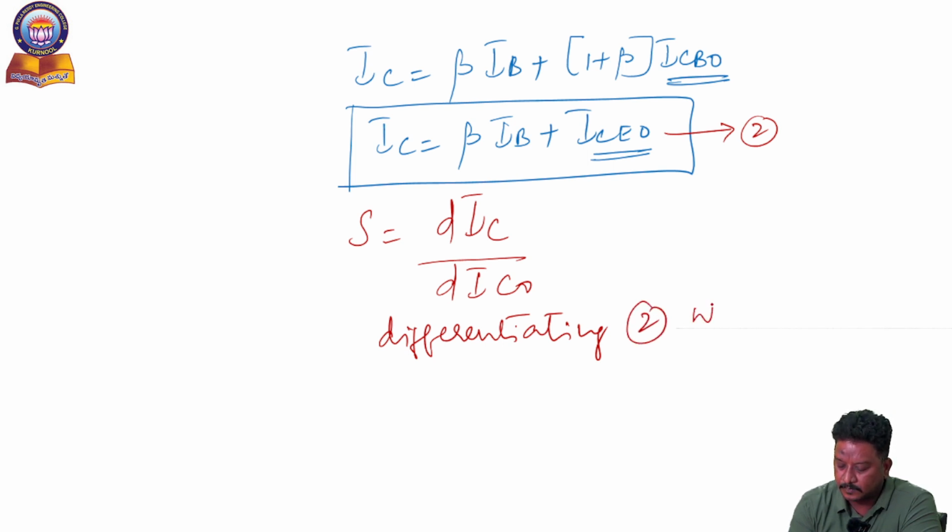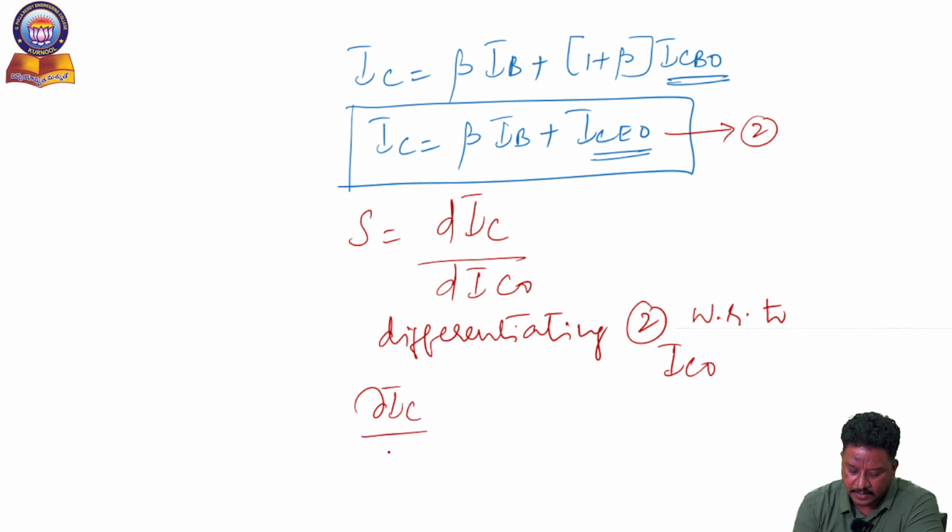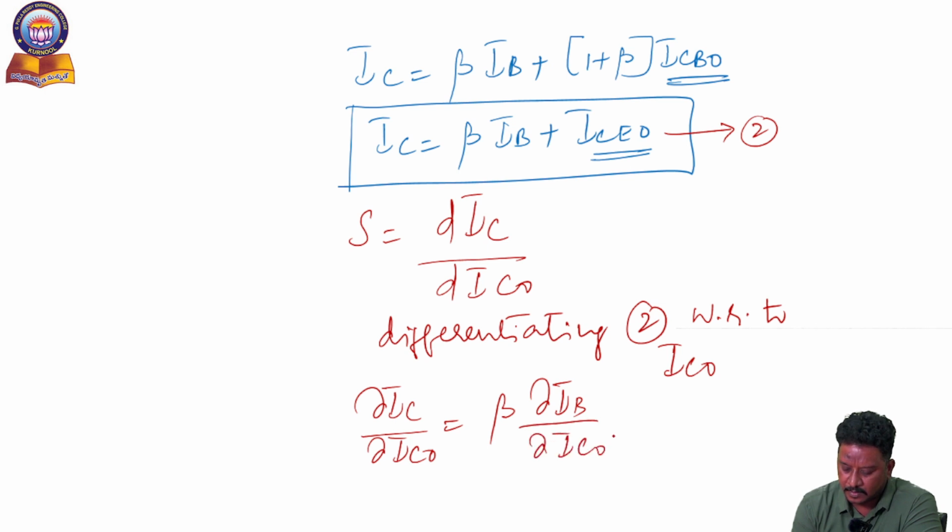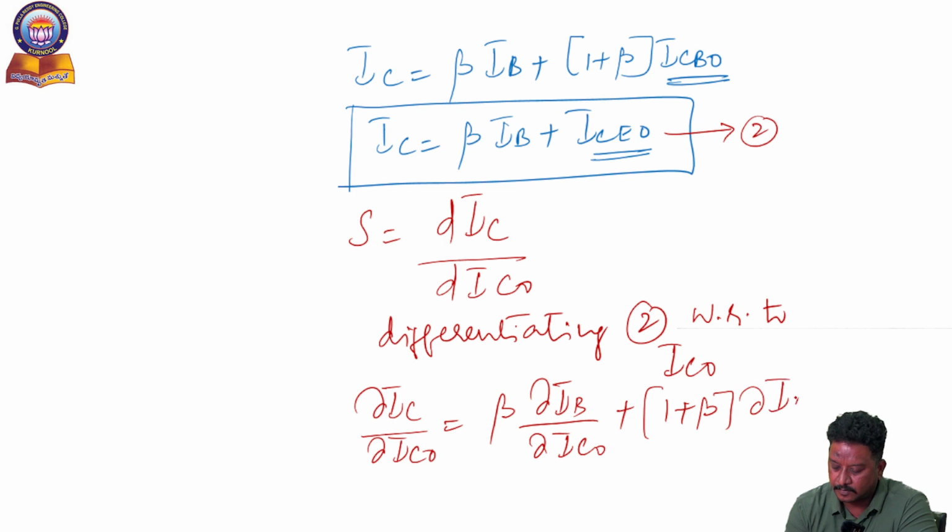So by differentiating equation 2 with respect to IC naught, the above equation will become: change of collector current with respect to change of reverse saturation current equals beta into change of IB with respect to change of IC naught plus, of course, 1 plus beta into change of ICB naught with respect to change of IC naught. These two are almost equal. ICB naught is equal to IC naught.